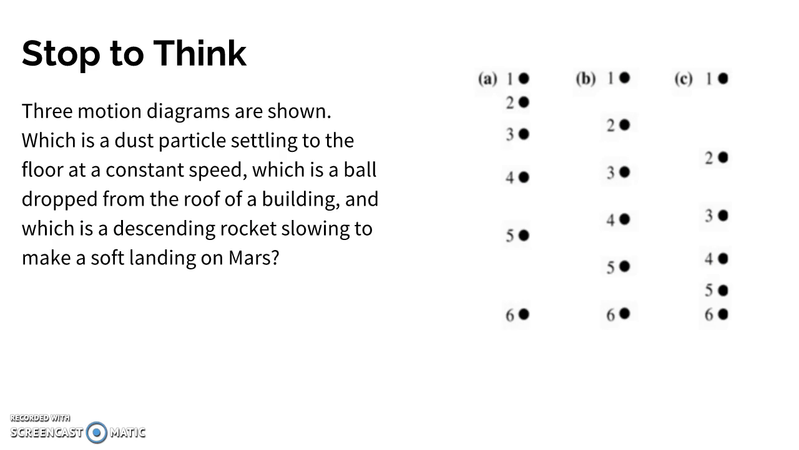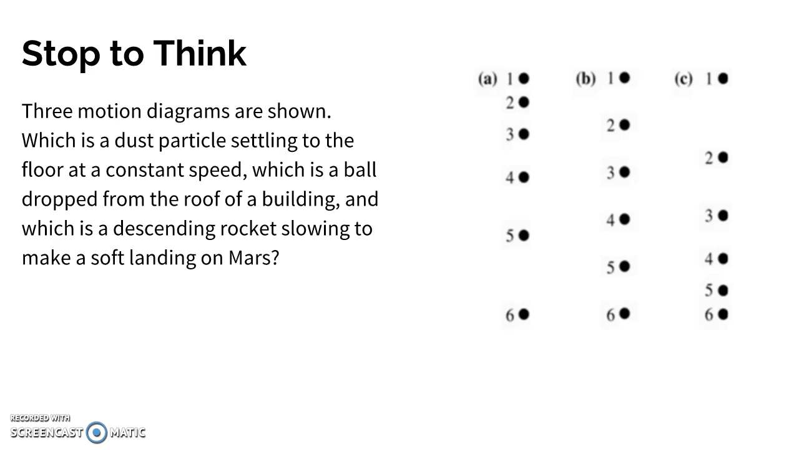Now, time again to pause the video in just a moment. Here we have three different motion diagrams, A, B, and C. Identify which of these diagrams is a dust particle settling to the floor at a constant speed, which diagram is a ball dropped from the roof of a building, and which is a descending rocket slowing down to make a soft landing on Mars. So pause the video and then we'll talk about the answer.